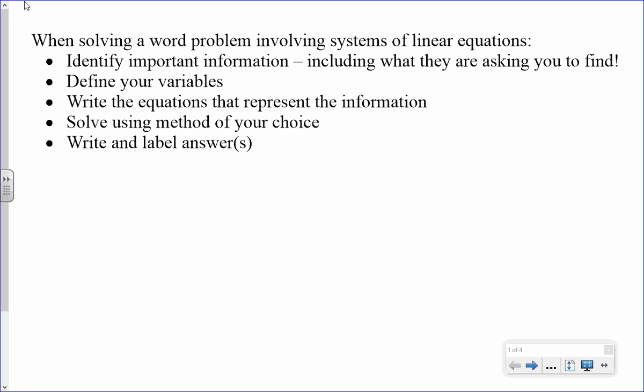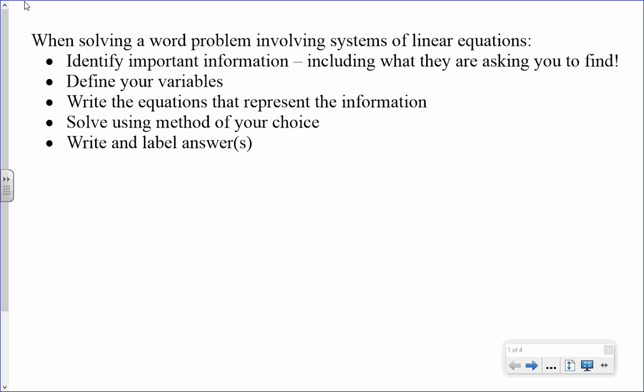Okay? Define your variables. Before you can do anything else, you have to tell me X represents this, Y represents this. Okay? And you have to be specific. You can't just say Y equals girls. Y equals girls what? No. Y equals the number of girls. Okay, it has to be a numeric value. All right, we're solving for numbers, so make sure your variable makes sense in terms of numbers.